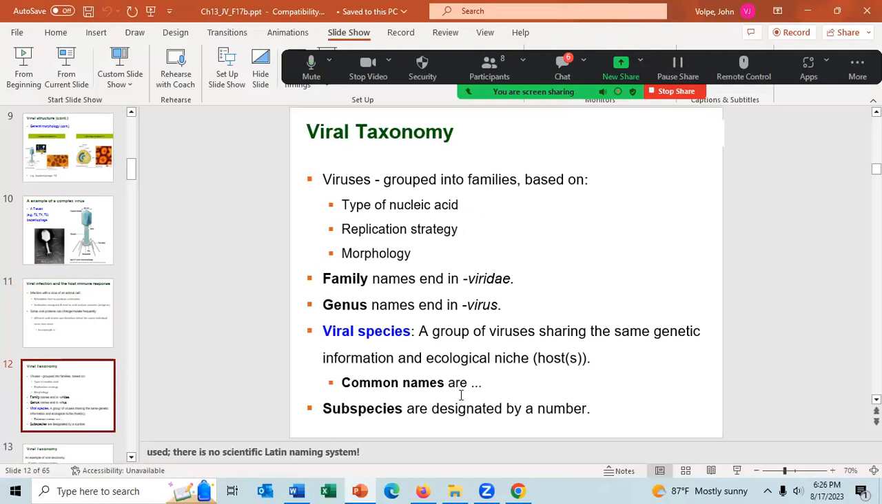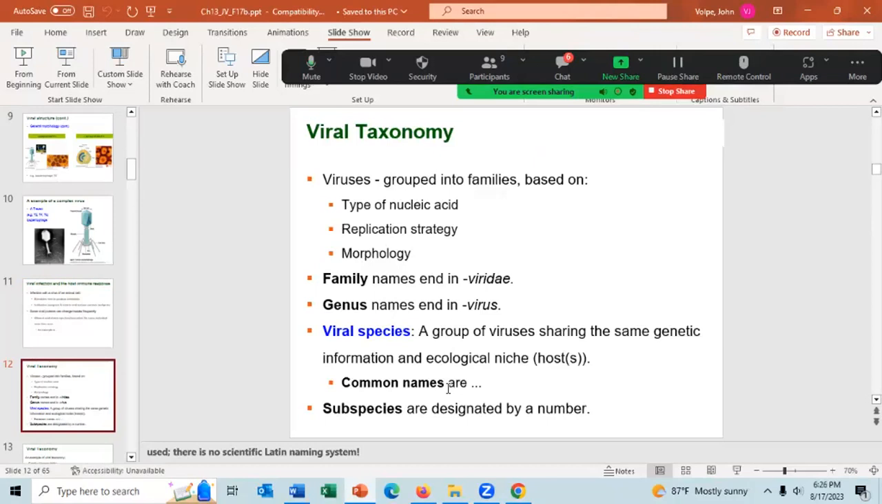All right. Let's move on to the topic of taxonomy. Viruses are grouped into different groups, the same as other living organisms. However, viruses are mainly grouped into families, genus, and viral species. You can group viruses into orders, but higher groups, higher than order, are very hard to define.